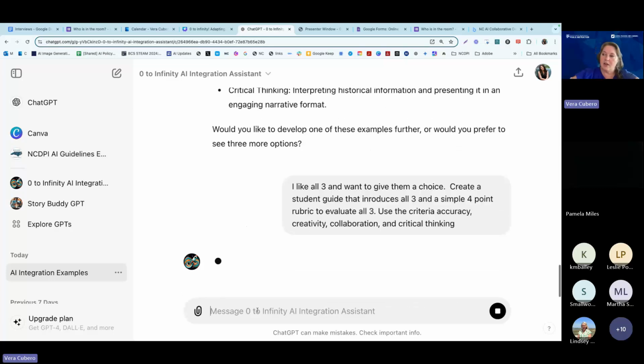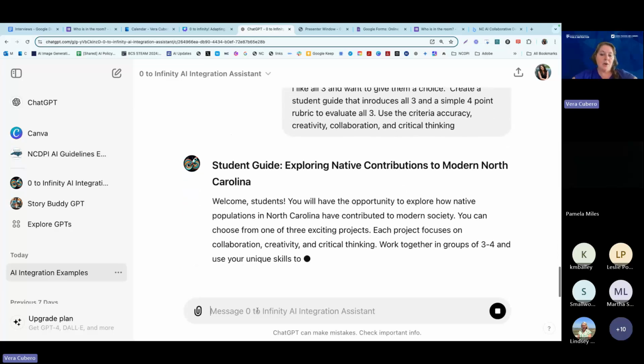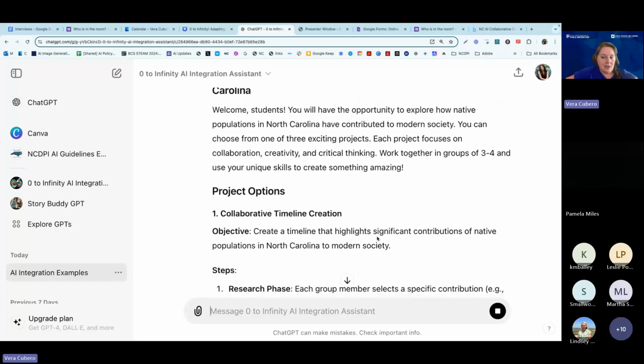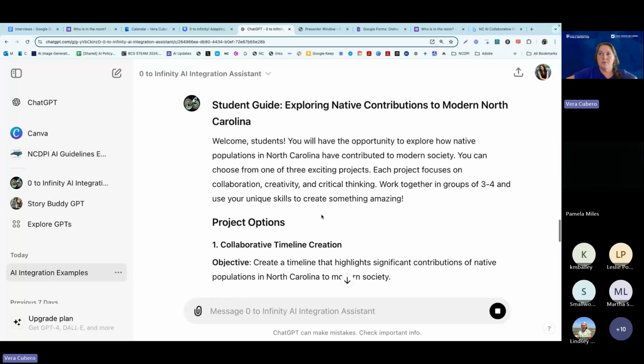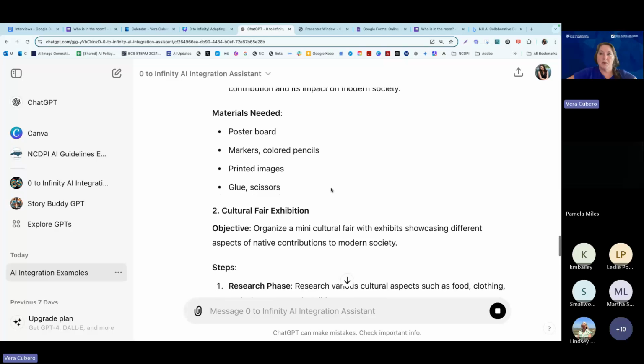So you can give it the criteria or not, but it can do things like that for you. If you want a script, like maybe you're gone that day and this is something you want to leave for a substitute, you can say create a script for a substitute. If it were something that had an answer key, you could ask it to create an answer key. And so it's going to give this introduction to my students. It's going to spell out all of the assignment choices for them.